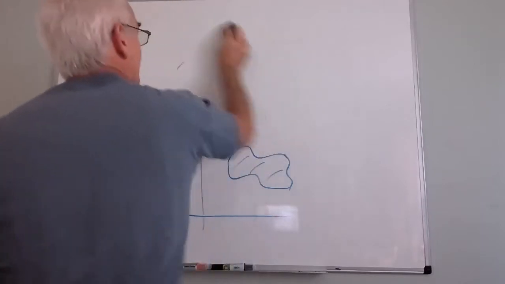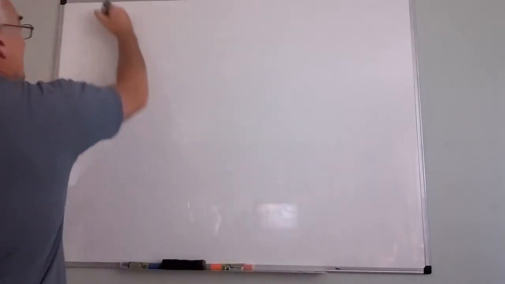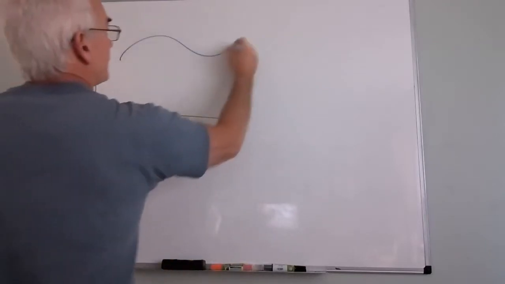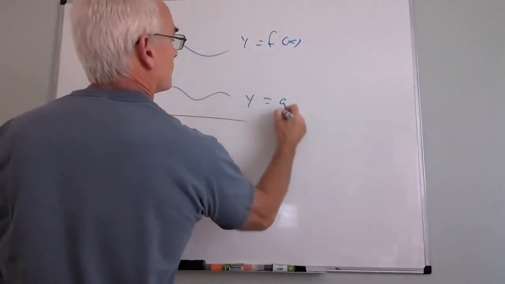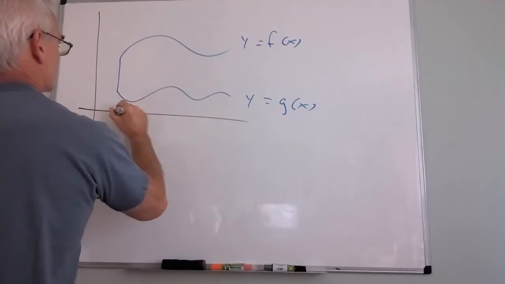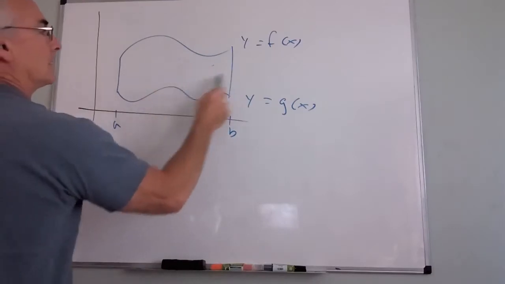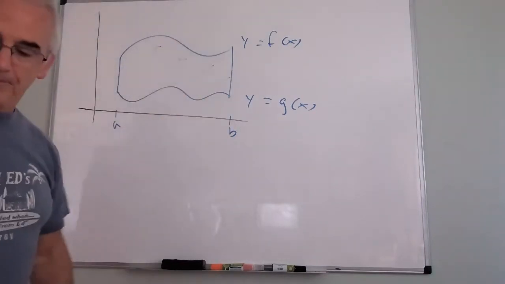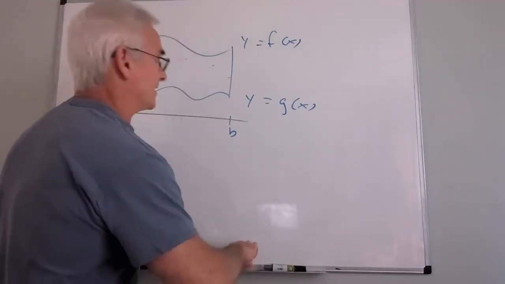So let's start with the simple one. Let's suppose I'm going to have 2 curves, and I want this area right here. I want the area bound by y equals f of x, y equals g of x, x equals a, x equals b. Well, how do I find that? That seems like it might not be quite as easy.